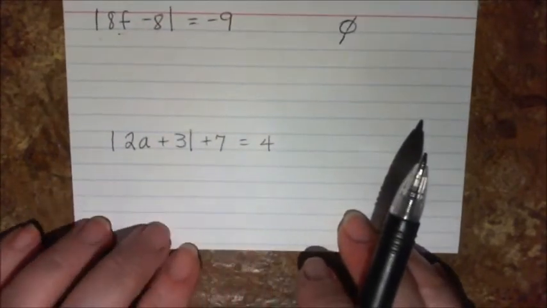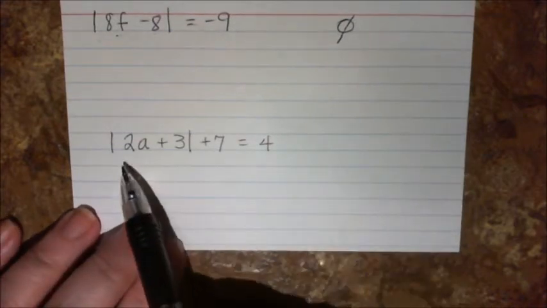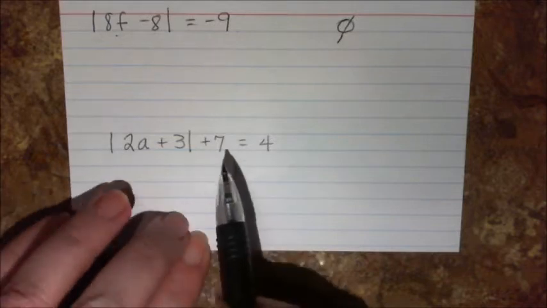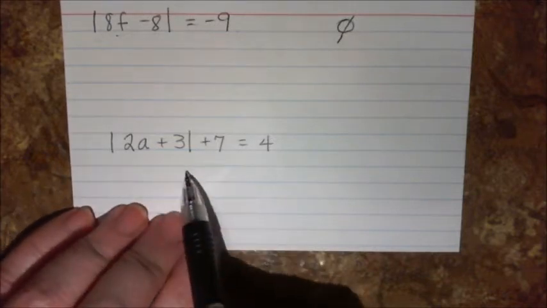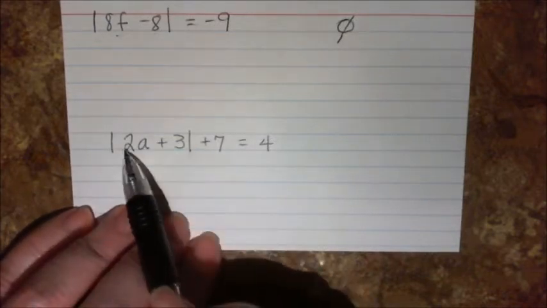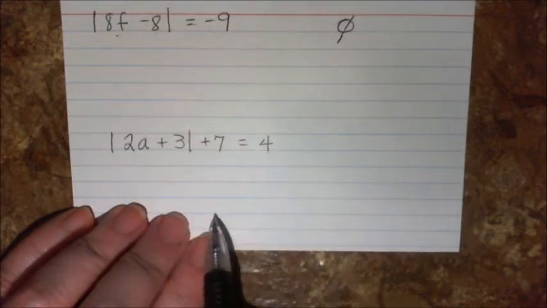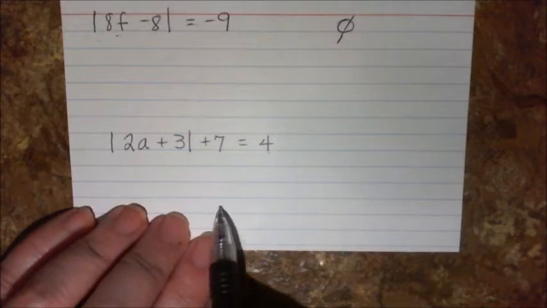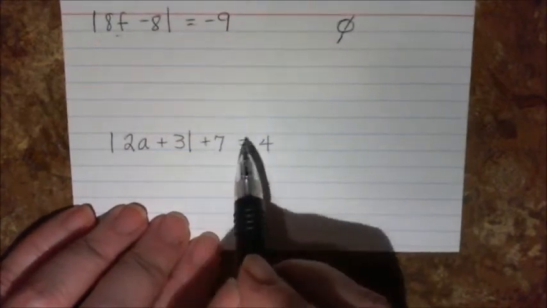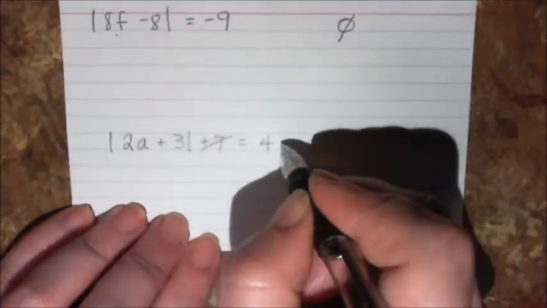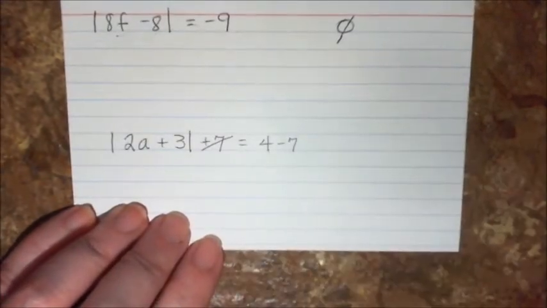Now let's take a look at this next one. The absolute value is not isolated, so we first need to isolate it. Many students make the mistake of dropping the bars and setting this whole side up to 4 and negative 4. That will get you incorrect results. So remember that we have to isolate the absolute value first. So that means we need to subtract 7 or add a negative 7 to both sides.